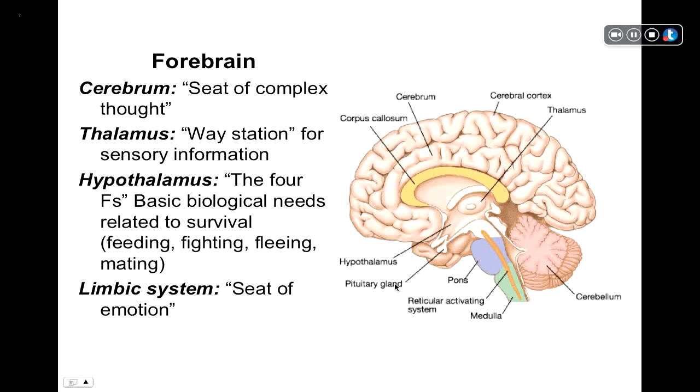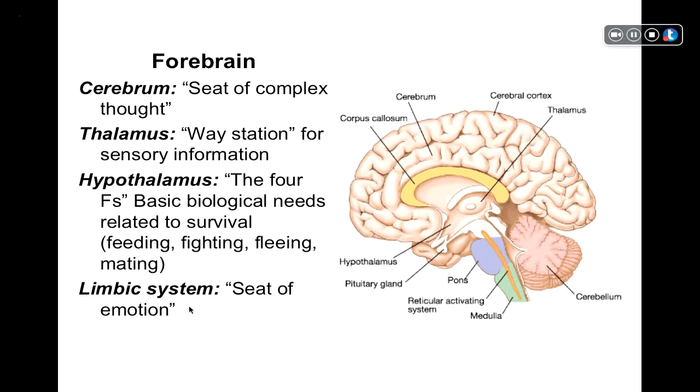The thalamus, which is down here, kind of in the middle of the brain, think of that as the way station for sensory information. So all the information that's being gathered by your sensory apparatus, vision, hearing, smell, and so forth, is coming through the thalamus and then being sent off to different parts of the brain. The hypothalamus is so called because it's below the thalamus. It's down here. Responsible for the 4 F's, and this is what your author calls it, but you can think of the hypothalamus as functioning in regulating basic biological needs related to survival, such as feeding, fighting, fleeing, and mating.